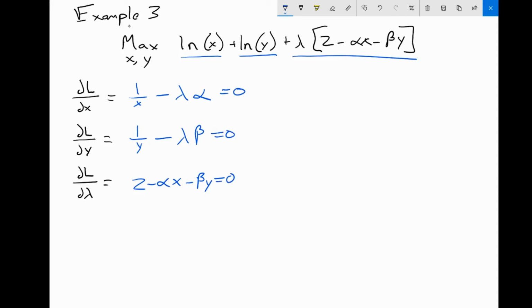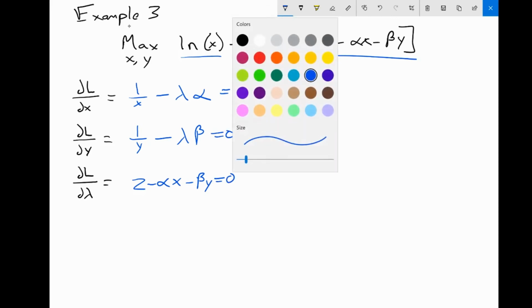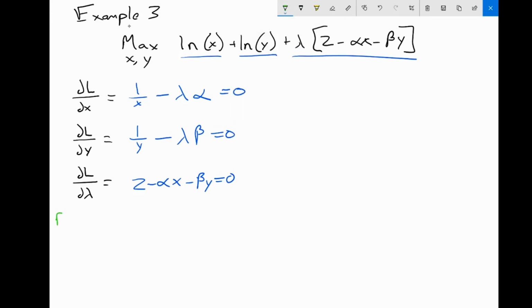Step 3, now we need to solve. So step 3, we need to solve this. We need to find x star, y star, and lambda star. Remember, these solutions, x star, are a function only of parameters. What are the parameters? Z, alpha, beta. So that means we will know we have the solution once we've solved it purely in terms of the parameters, Z, alpha, beta. Lambda star is a function of z, alpha, and beta.